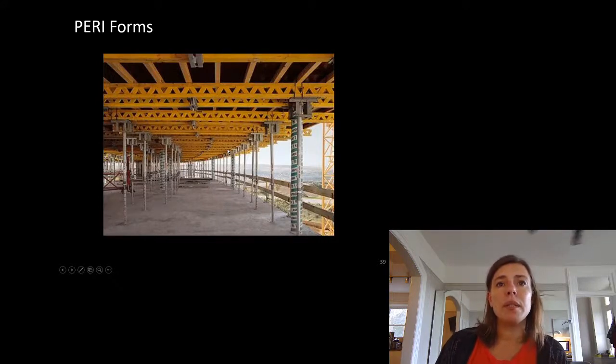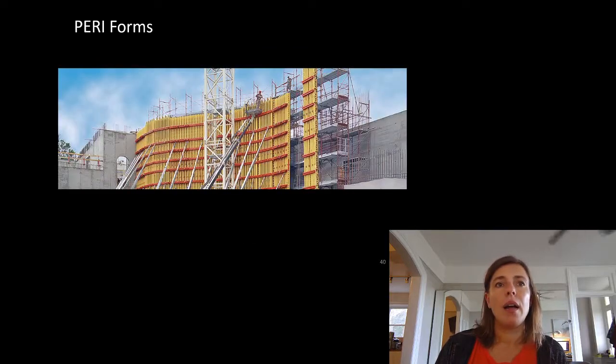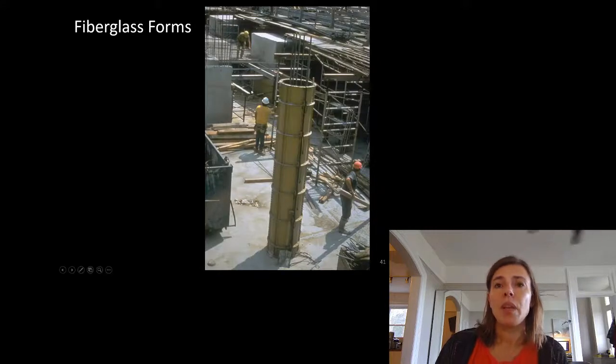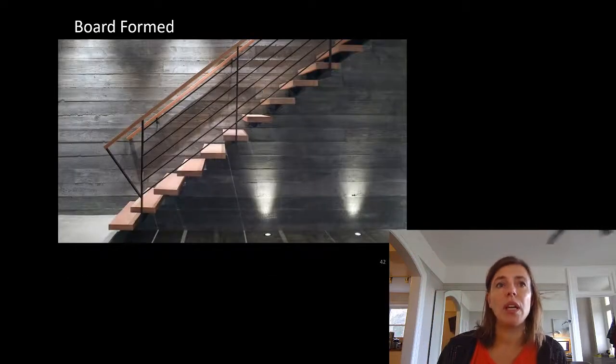In the early 2000s, a new formwork company hit the market called Perry Forms, and they really took over the industry in Toronto. You can see Perry Forms. You can do fiberglass forms for those round columns. It can give you a really nice, smooth finish.